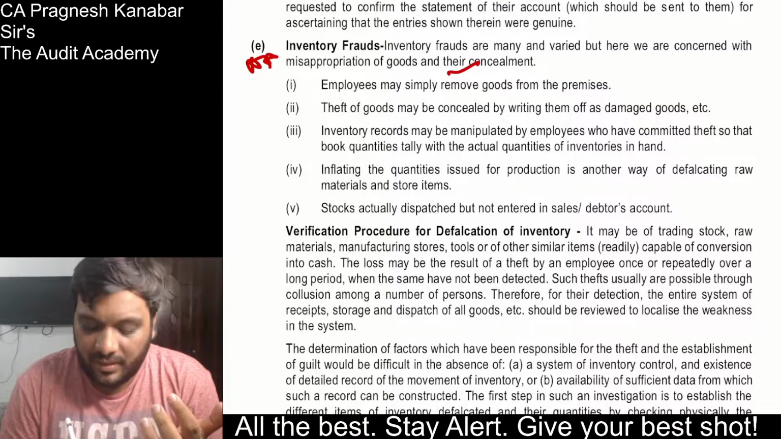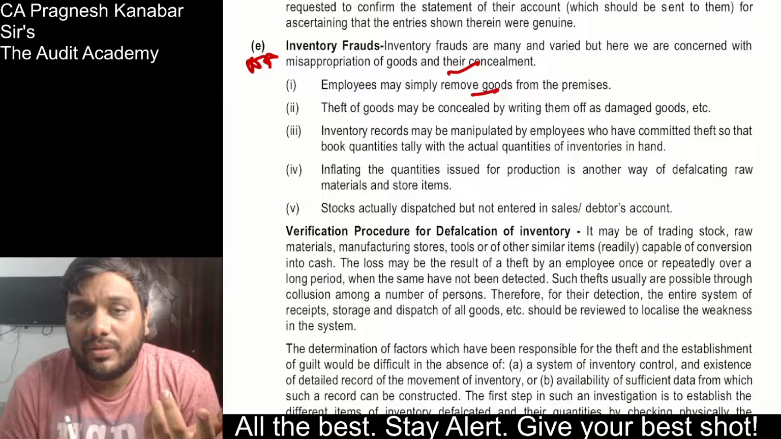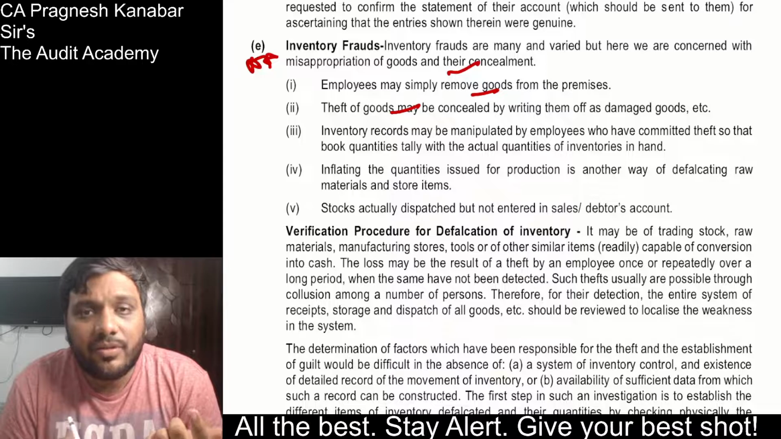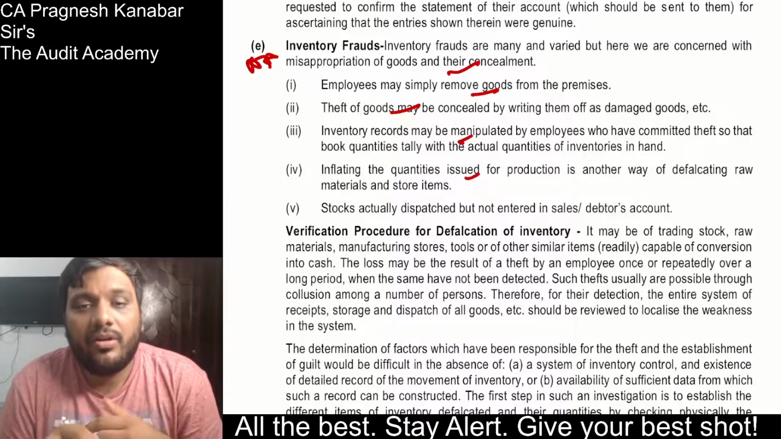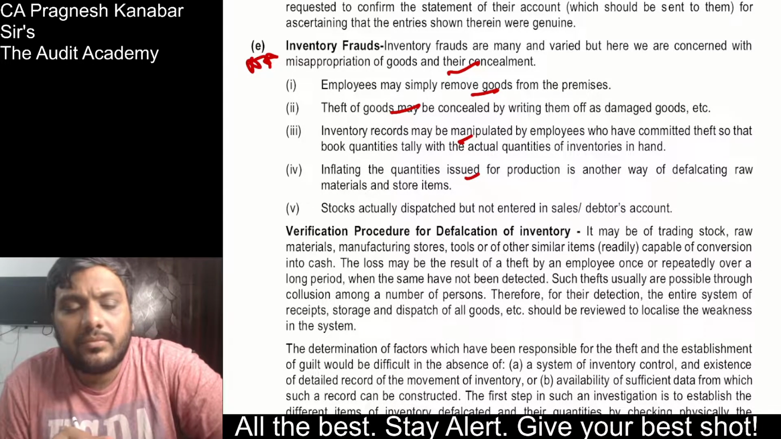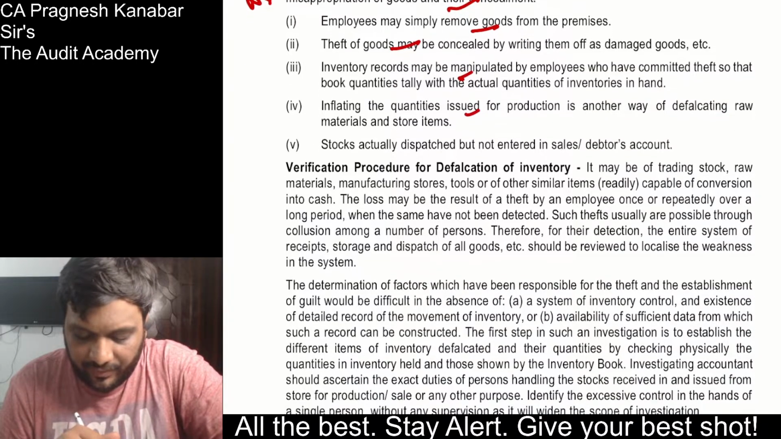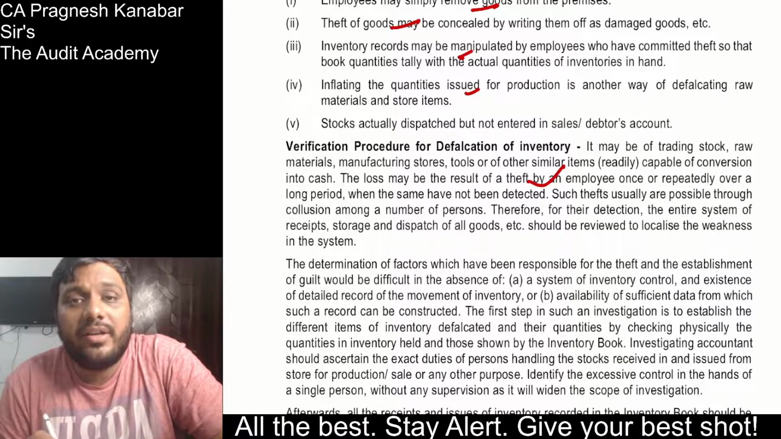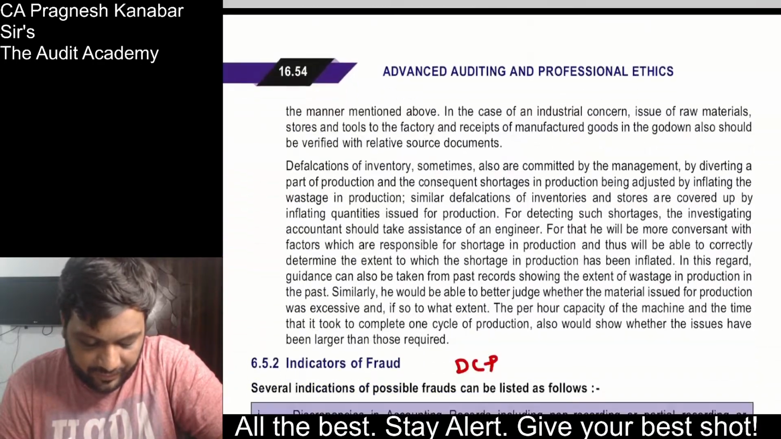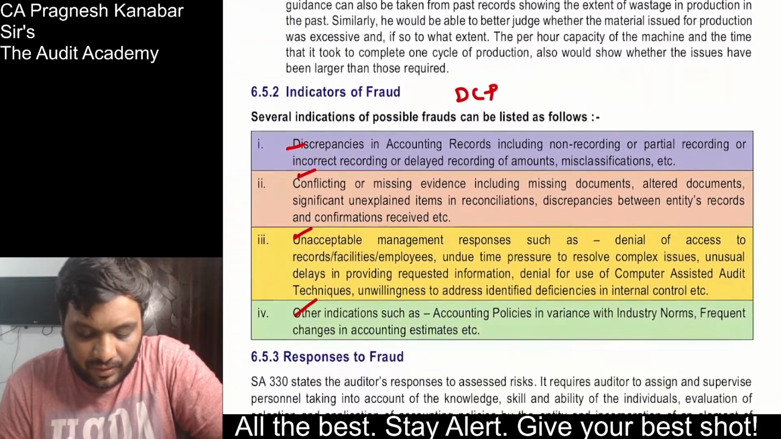Inventory frauds: employees may simply remove the goods, or they may go for theft of goods, or they may manipulate the records. Then they may show more quantities issued to the production department. All right, okay. Then how you can verify the defalcation of inventory, that is the discussion over here.